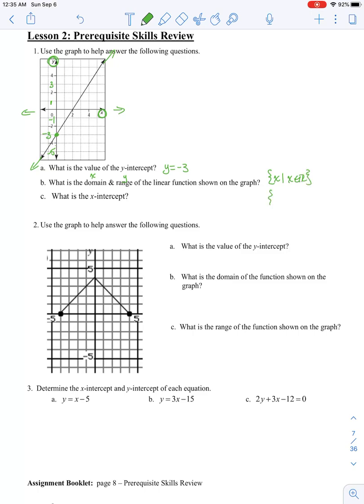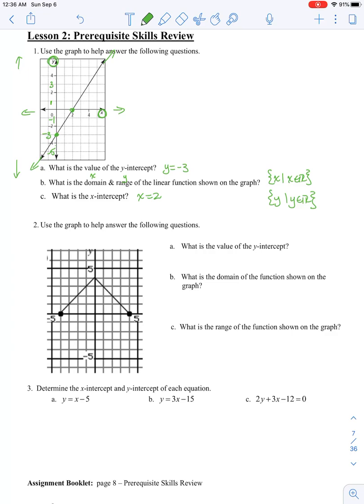And our range is also the set of all y. If we think of the up-downness of the graph, it continues up forever and down forever. The set of all y such that y is an element of the reals. What is the x-intercept? Our x-intercept here would be 2. X equals 2.